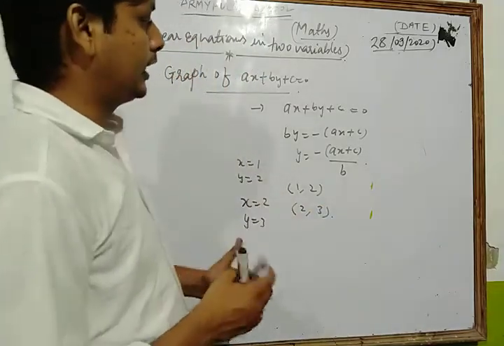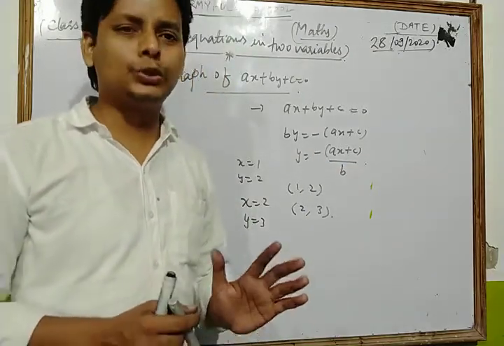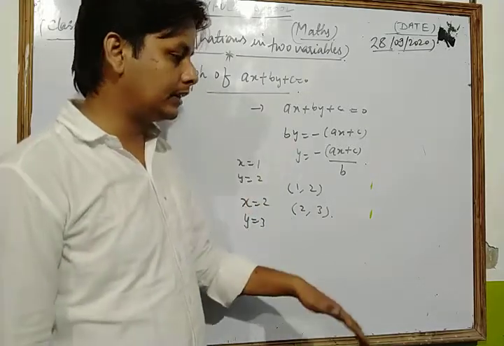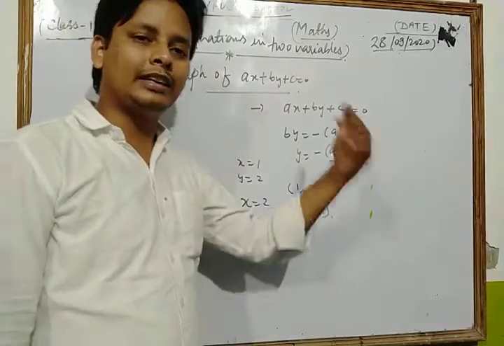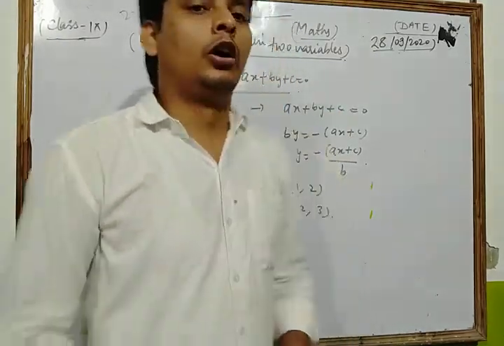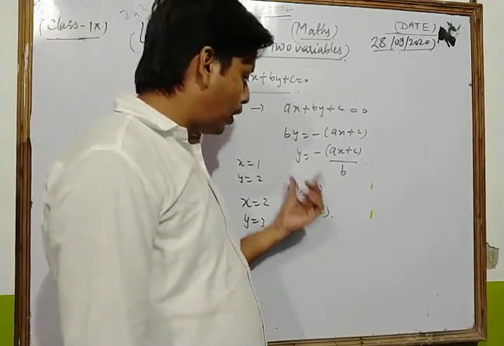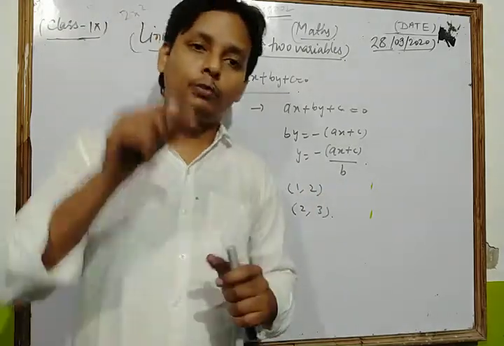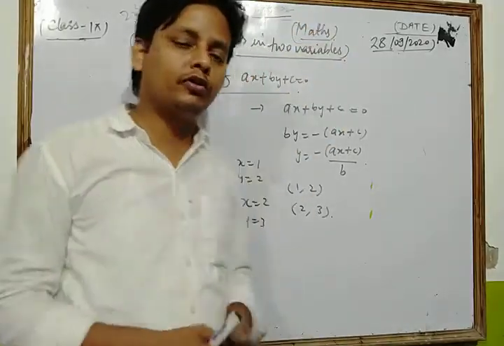So dear student, in this process you get 2 or more ordered pairs. You put a suitable value of x and you get the corresponding value of y. Another suitable value of x gives the next corresponding value of y. In this way you get 2 or 3 coordinates. Now then after, you plot those points on the graph paper, and after plotting these points you join these points to form a straight line.